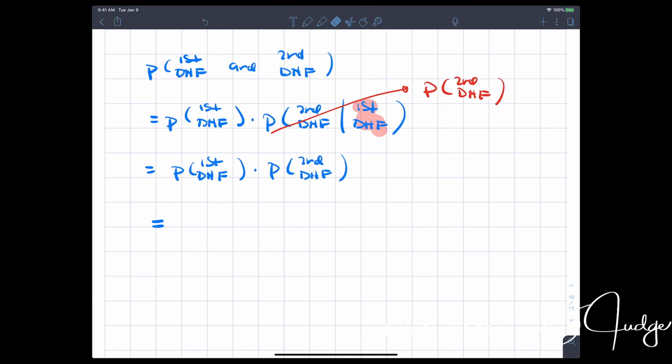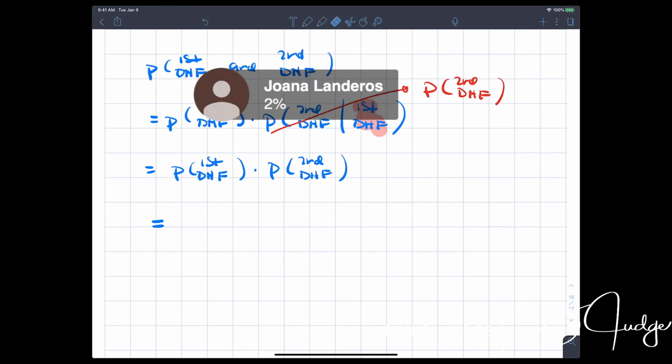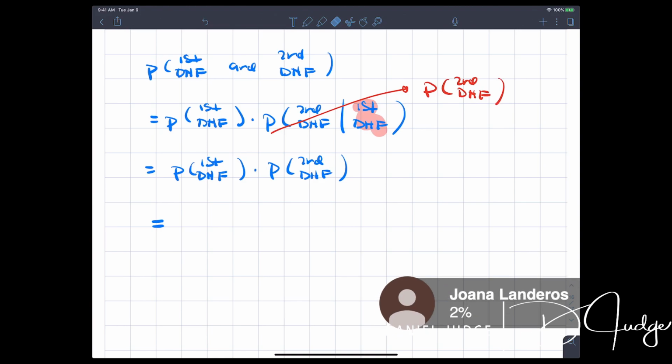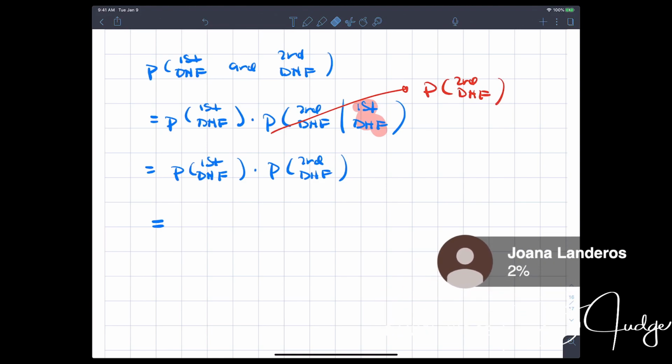Anybody want to tell me? Well, I got an answer over here. Joanna is saying 2%. Okay? She's saying 2%. Now, what I understand that means, 2% as a decimal is 0.02. Is that right?